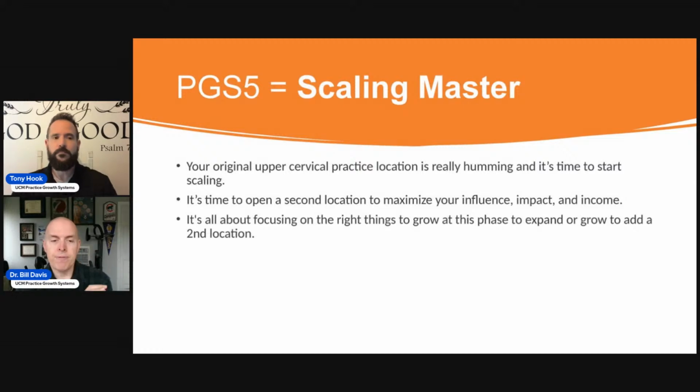But if you want to make a larger impact in the geography of your area, where you're finding, okay, we've got a lot of people over here that it's harder to get to the practice, so let's put a location over there, and then we can really maximize our influence, impact, and income by having 2 locations that both are rocking and rolling.